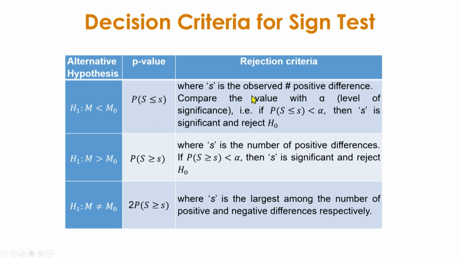So, now we are going to compare this S with alpha, that is the level of significance. If this probability value is less than alpha, then we can say it is significant and we can reject the null hypothesis H naught. The second condition will be vice versa: in this case the probability will be greater than alpha, then S is significant, and in the same way we have to reject H naught. Then the last condition is where S is the largest among the number of positive and negative differences. That is why we multiply by 2, because in this case both the positive and negative differences will be equal.